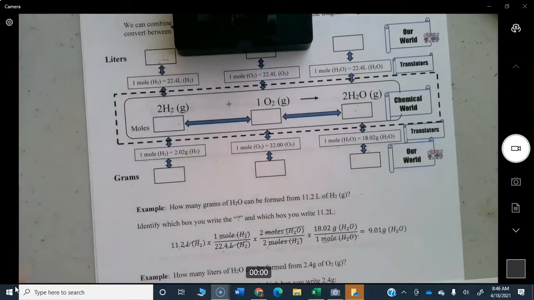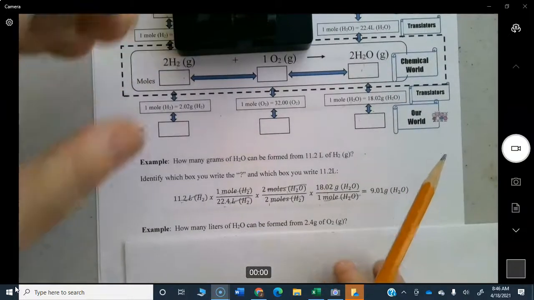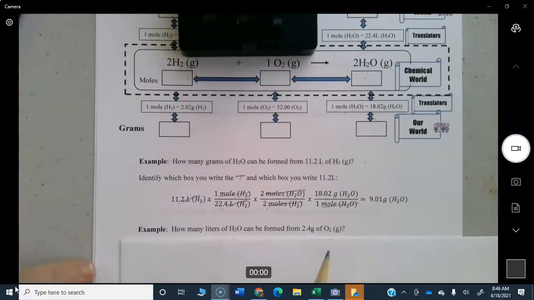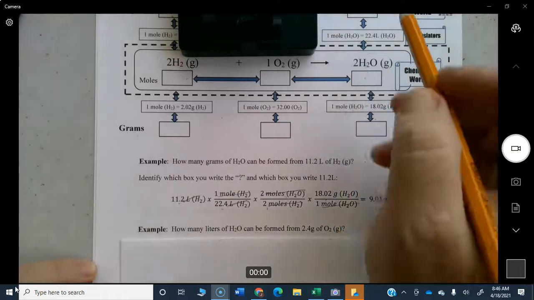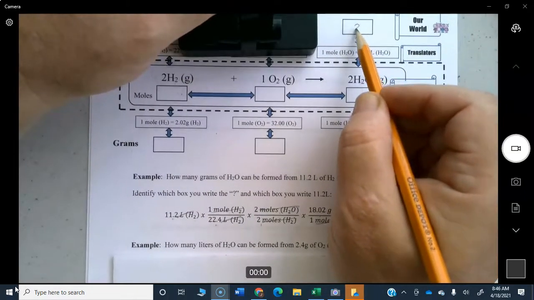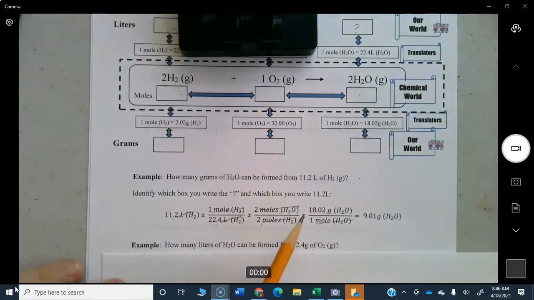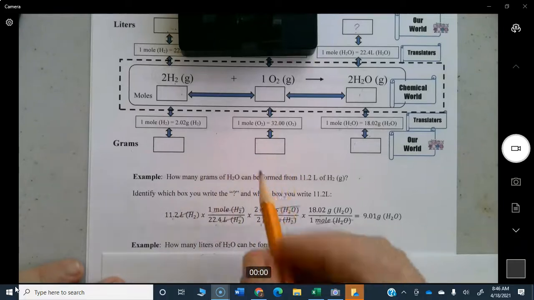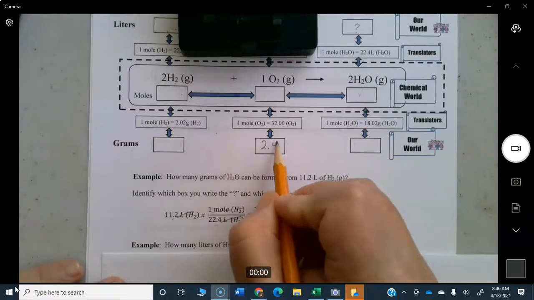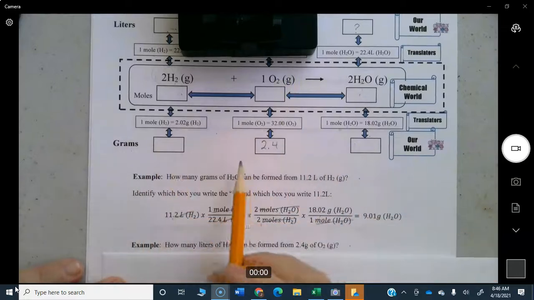Okay, the next problem is how many liters of H2O can be formed from 2.4 grams of O2? How many liters of H2O? Here's H2O, and liters is slightly off screen here, but it's up there. That's where the question mark will go. It's asking for liters of H2O, and it wants to know from grams of O2. So here's O2, here's the grams row down here. So it's from 2.4 grams of O2. Again, O2 column, grams row. They're giving grams of O2.